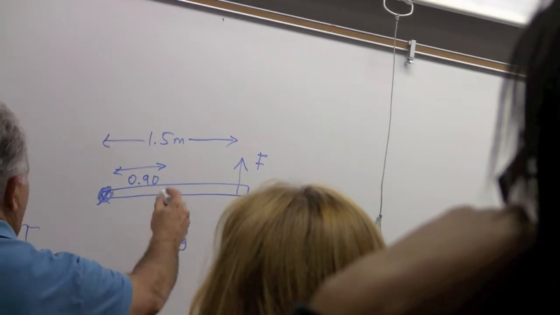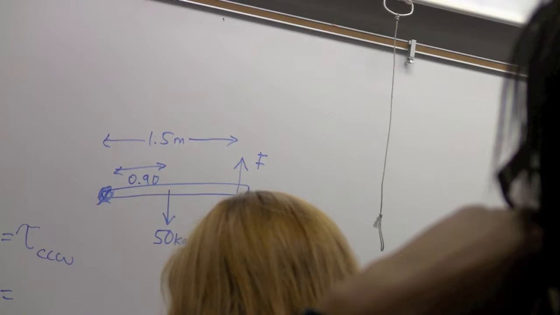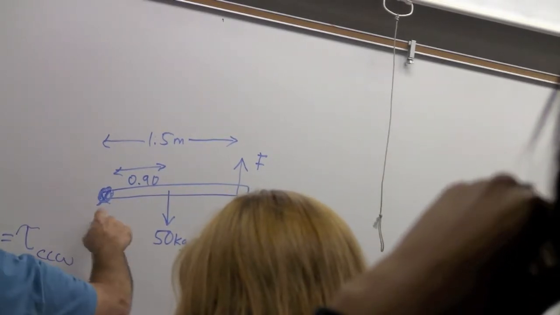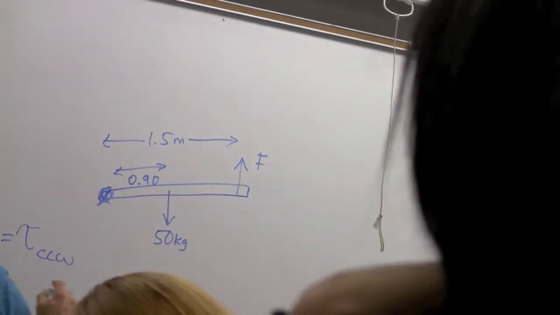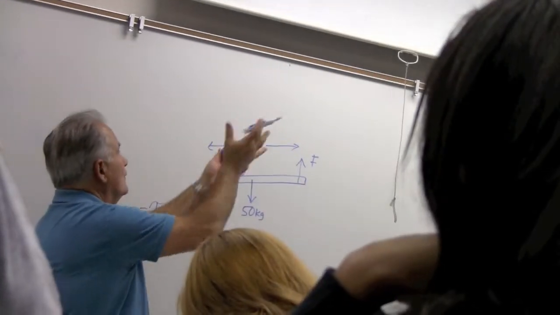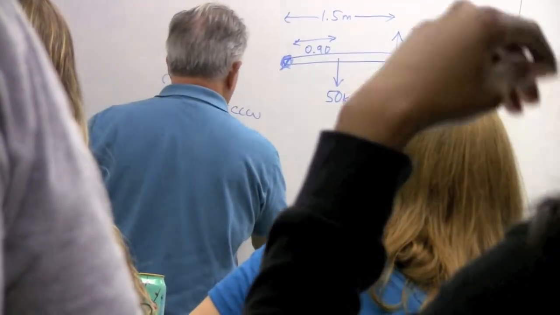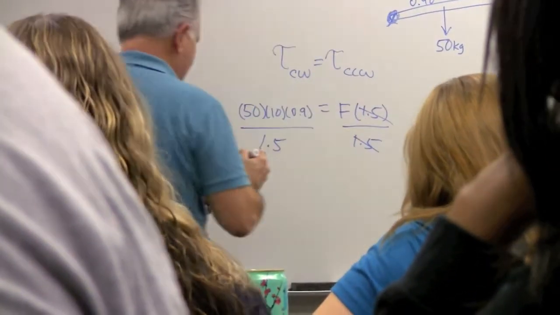So in this case, the clockwise one is this one, and the force is going to be 50 times 10, or 9.8, times its distance from the point of rotation, which is 0.9. And now that has to equal her force on the other side, which is just going to be her force times 1.5. So you divide both sides by 1.5, and you're done, because they cancel over here.